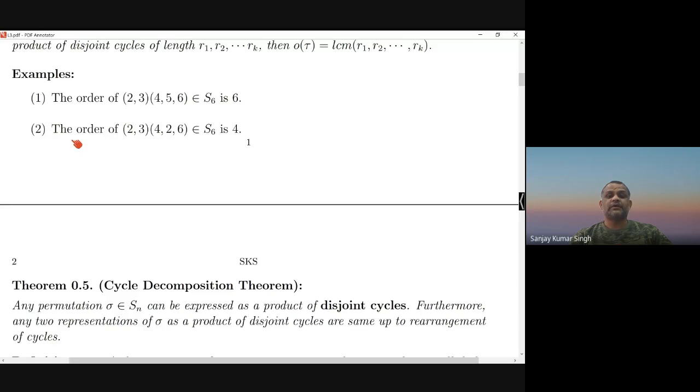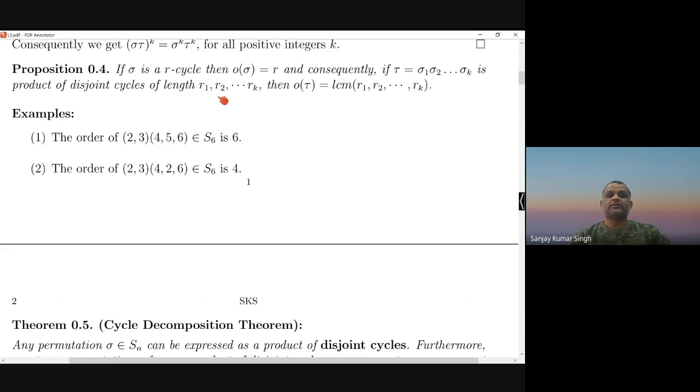Now another example. Again you have a permutation which is a product of two cycles. One cycle has length 2 and another one has length 3, but the order is 4. Why? Because I said to apply the proposition you need disjoint cycles. So that is very important.